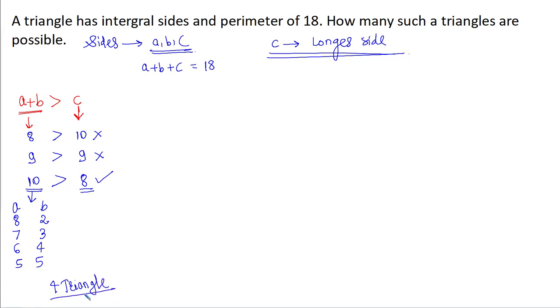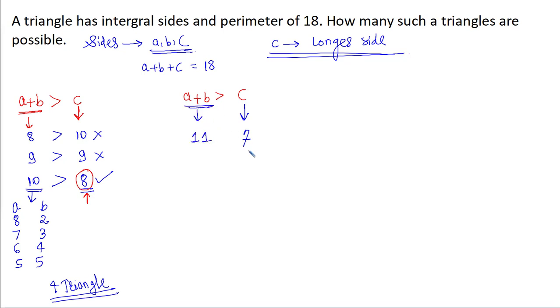Okay everyone, now the next condition is, look here, a plus b is greater than c. Over here we assume that c is equal to 8. The maximum value that the longest side can take is 8. So the next possible value that c can take is how much? 7. Okay everyone, if c is equal to 7, a plus b is going to be how much? A plus b is going to be 11.